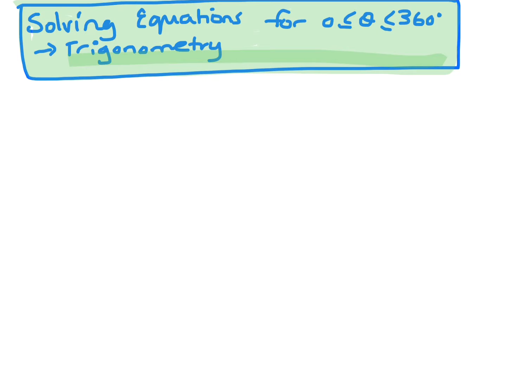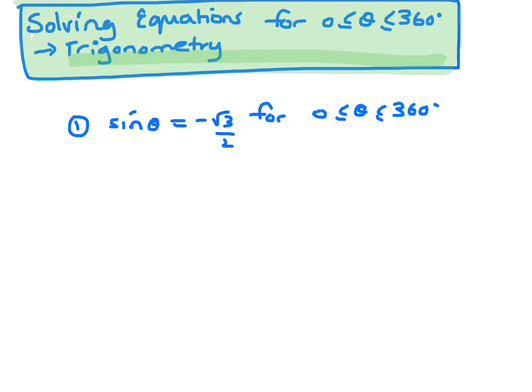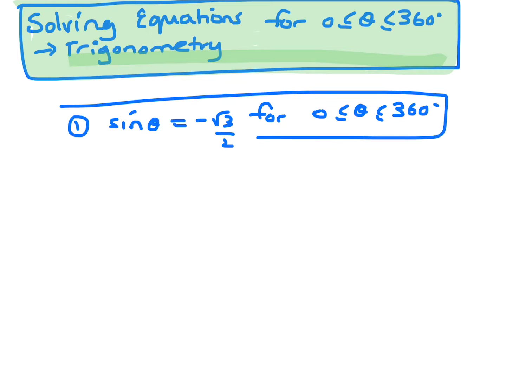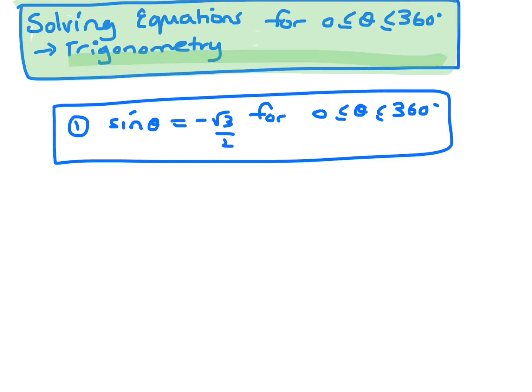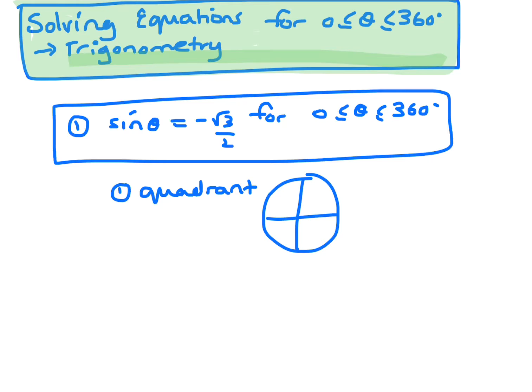Okay, so first one I'm just going to look at. Let's say sine theta equals minus root 3 on 2. We're going to solve it for theta in between 0 and 360. Okay, so the first thing that we need to do is look at the quadrant that theta is in. Now, there could be more than one spot that theta is in.